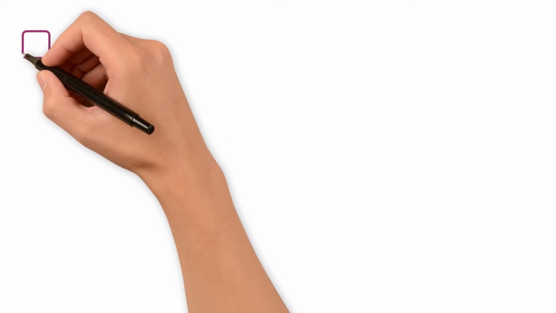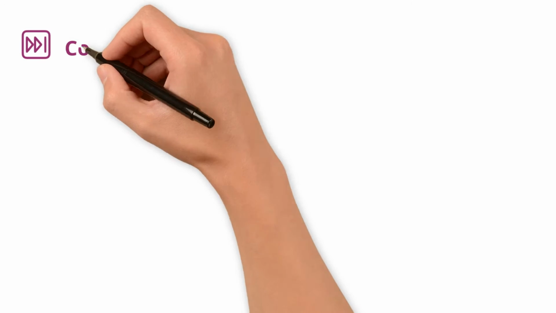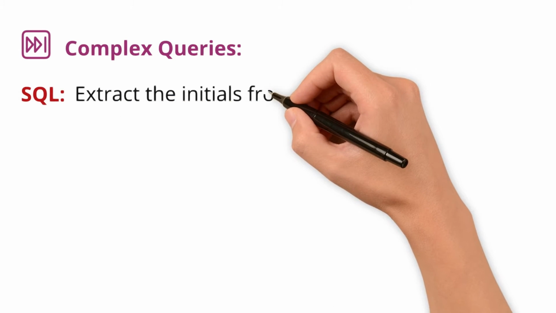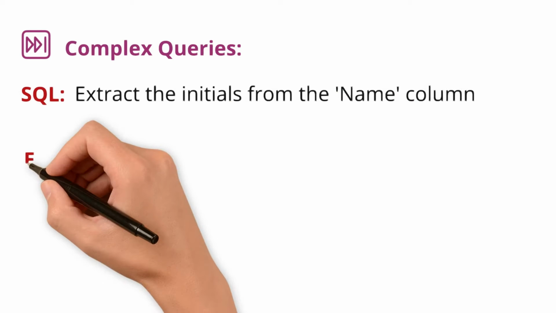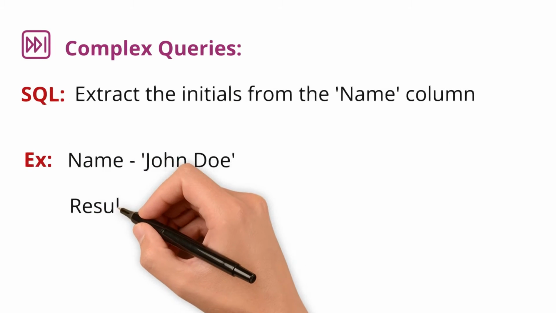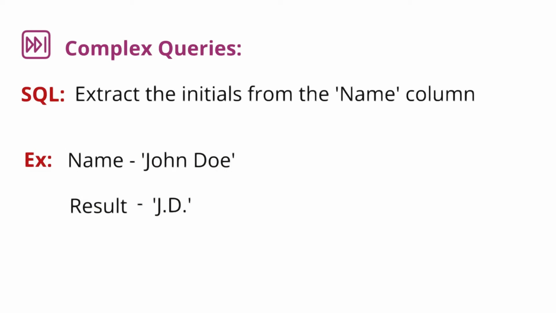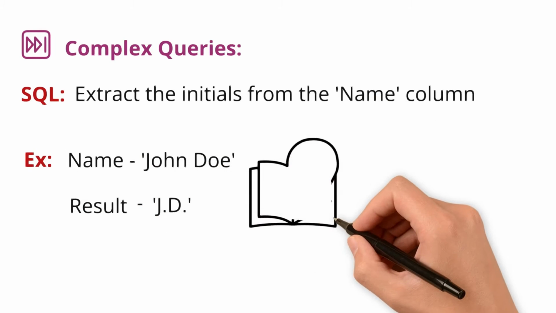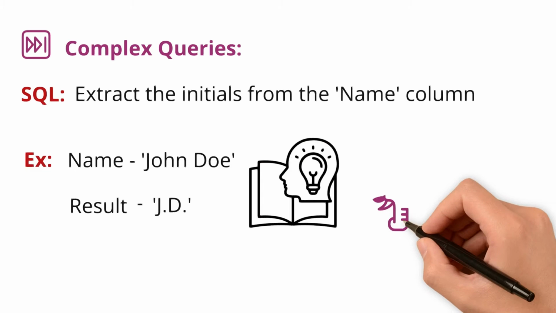Moving to the next and last segment, complex queries. Under that, write a query to extract the initials from the name column. For example, if the name is John Doe, the result should be J dot D dot. Interesting, right? Let's see how.